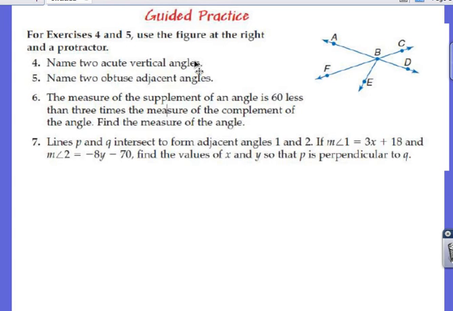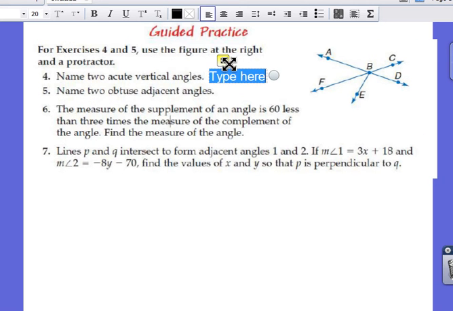Alright, so let's just go with the acute. Acute angles are less than 90. So these two are acute. They're going in opposite directions. That means their rays are opposite. So yes, these are vertical. And it's as simple as that. Let's put this here. So we got two vertical angles.